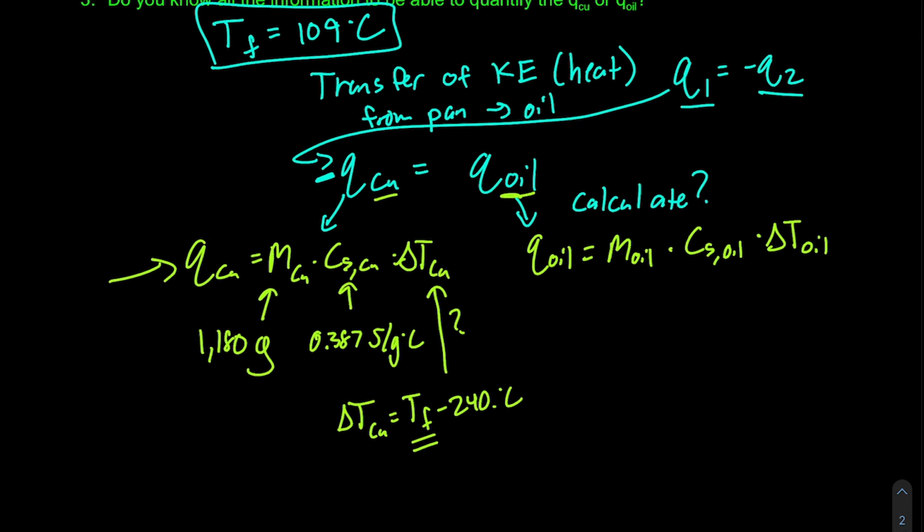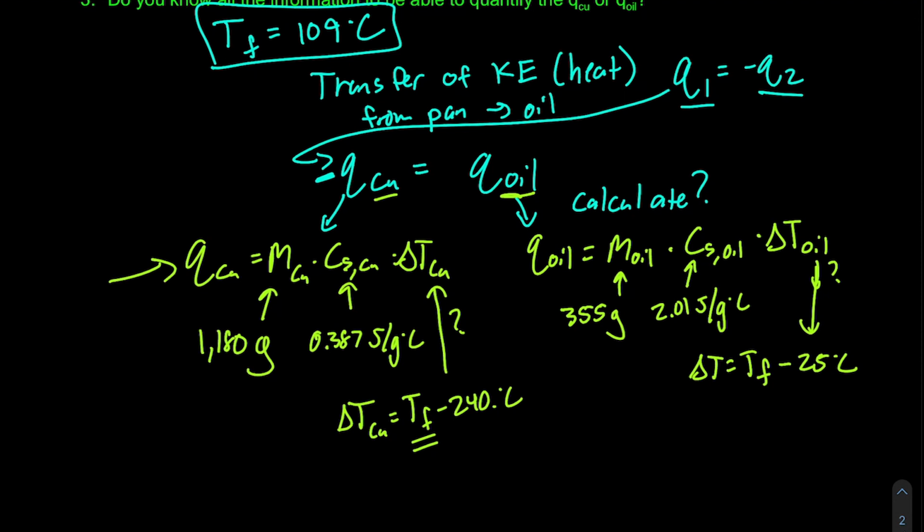We go back to our oil, and we notice that we have 355 grams of oil. We know the specific heat capacity of oil, 2.01 joules per gram degree Celsius. And again, we don't know what our temperature change is. However, we do know that our change in temperature is going to be, again, our final temperature minus the initial temperature of the oil, 25 degrees Celsius. So now we have, again, one expression. To remind us, between those two, that is the same final temperature, and the reason for that is we've reached thermal equilibrium. So we could say that those are the same final temperatures.